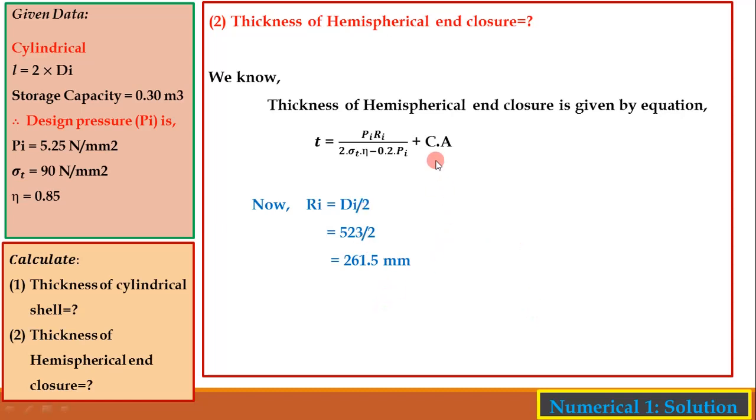Now put this Ri here. The remaining parameters are already known to us, so by putting all these values we get the thickness of the hemispherical enclosure as 11.03 mm. So this is the second and last answer of problem number 1. With this answer our first problem is completed.